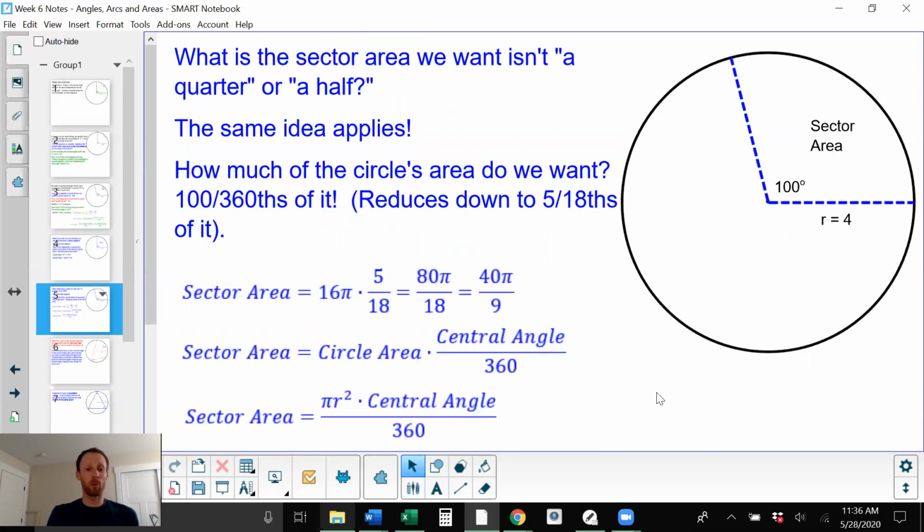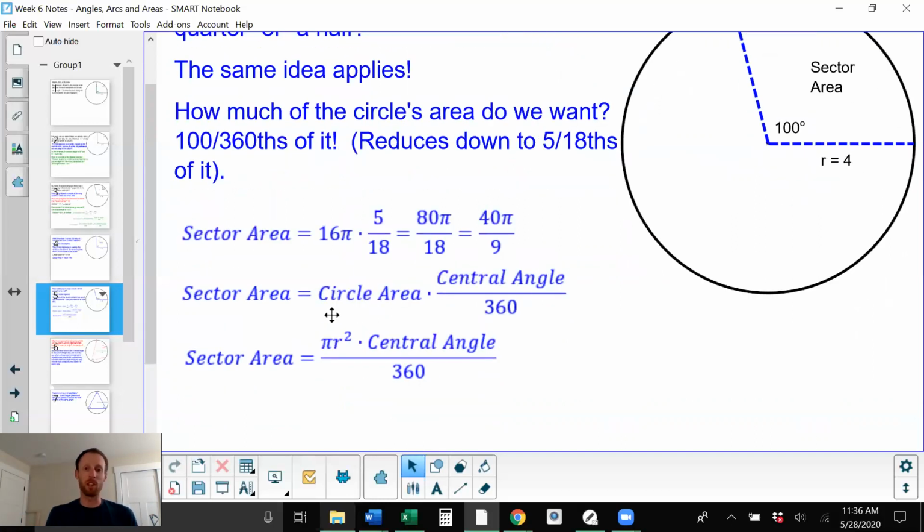Once again, what do we do if it's a little bit trickier, if the sector we're looking at isn't something obvious like a quarter or a half? Well, the same idea as before applies. How much of the area of this circle do I want? I want 100/360ths of it, or 5/18ths, because 100 over 360 reduces to 5/18ths. Our sector area is just going to be equal to the area of the circle times how much of the circle we want. We want 5/18ths of it. So in this case, 16 pi times 5/18ths is going to be 80 pi over 18. 80 divided by 18 reduces to 40 over 9. So 40 pi over 9.